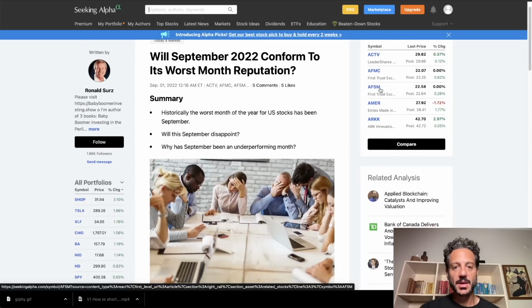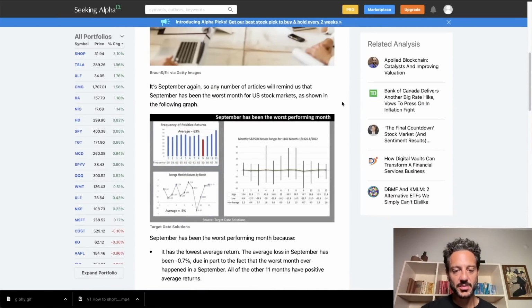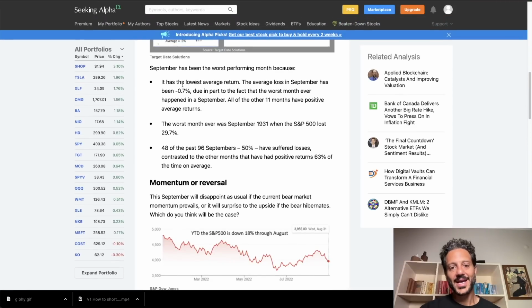Also, it's important to note September is and will always be the worst month for stocks. Historically, it has been just absolutely terrible if you compare it to the other months. It has the lowest average return. The average loss in September has been 0.7% negative when we're talking about the S&P 500. The worst month ever, going all the way back to 1931, and also 48 of the past 96 Septembers have suffered losses, contrasted to other months that had positive returns 63% of the time.